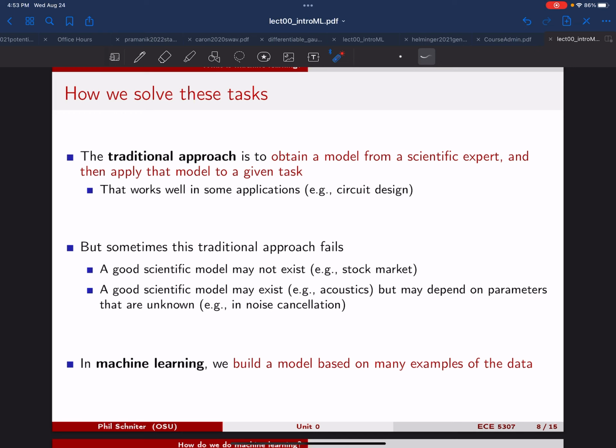On the other hand, there are other cases where there are problems with applying models. So first of all, maybe there is no good model, like the stock market. There are a lot of theories, but none of them really work that well. Because if there was one that always worked well, then everyone would use it, and then the market would change so that it wouldn't work anymore. Okay? But there are other cases, like a good scientific model may exist, but it might depend on so many parameters that it doesn't really work out. So let me give you an example of that.